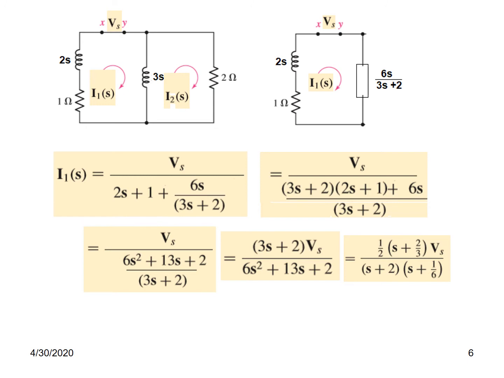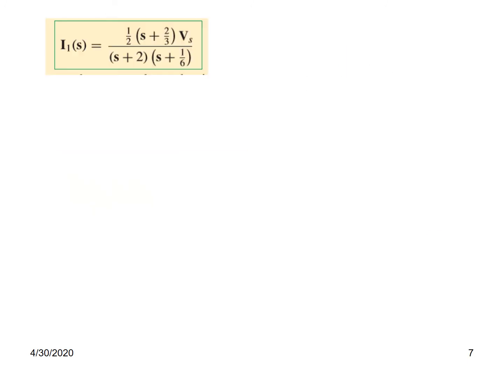And from here you can see that the denominator can be written as s plus 2 multiplied by s plus 1 over 6. So this is in factored form, and therefore from here H(s), or the transfer function, can be calculated as I1 over Vs. So I1 is here and we bring Vs here. So this term remains. This is H(s). Okay, so we got I1(s) in this form, in the S domain.